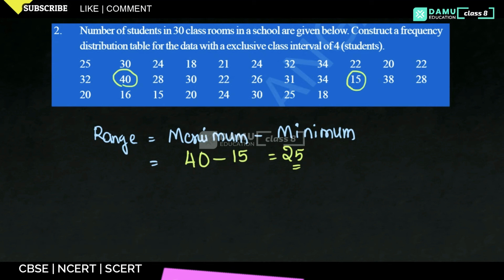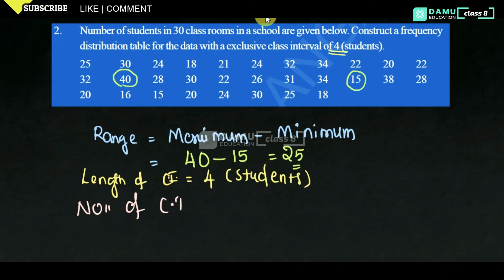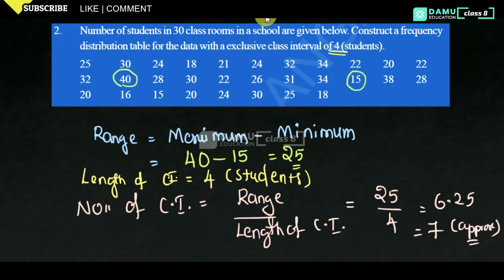Then what is given is the length of the class interval, which is 4 students. Then we need to find the number of class intervals. The number of class intervals is equal to the range divided by the length of class interval, since range is the number of class intervals times the length of class interval. So 25 by 4 is 6.25, which is 7 approximately. So we need to build 7 class intervals.